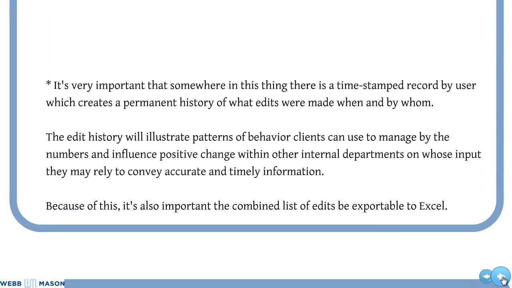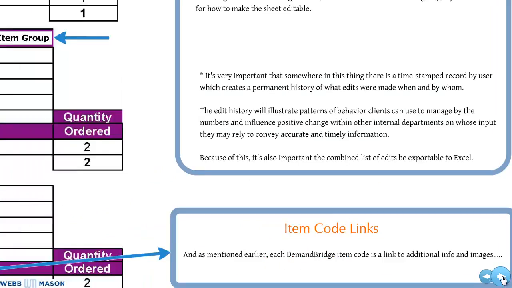It's very important that somewhere in this thing there is a timestamp record by user, which creates a permanent history of what edits were made by whom and when. The edit history will illustrate patterns of behavior clients can then use to manage by the numbers and influence positive change within other internal departments on whose input they may rely to convey accurate and timely information. Because of this, it's also important the combined list of edits be exportable to Excel.